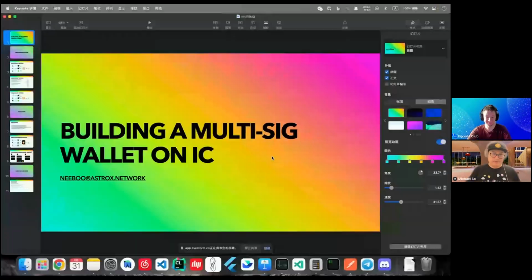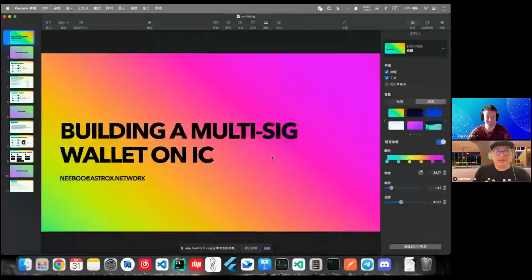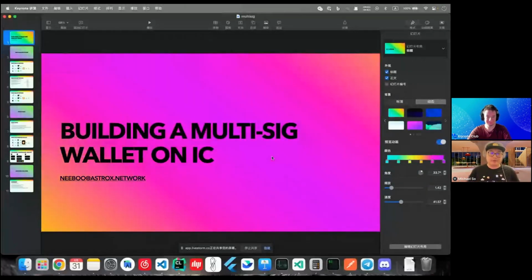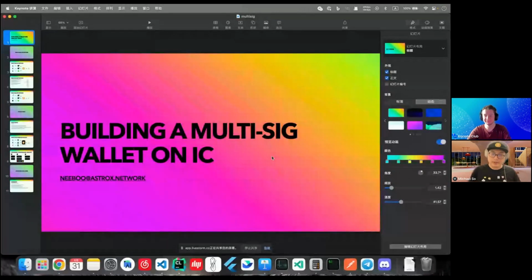Hey, hello everyone. Very happy and honored to join this workshop. And today I'm going to talk about building a multi-sig wallet of Bitcoin on IC. So let me share my screen and head to the topic. The topic is how to build a multi-sig wallet on IC. So basically we are talking about a multi-sig Bitcoin wallet.